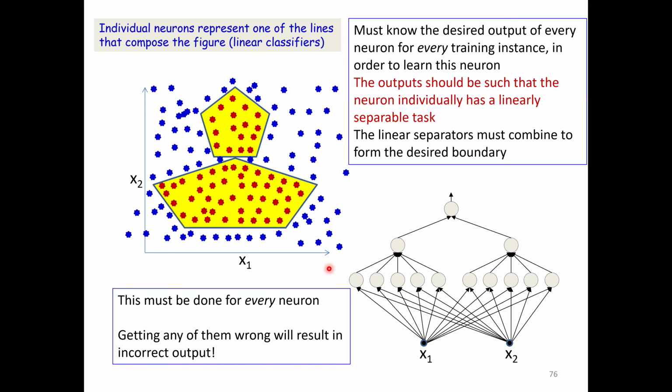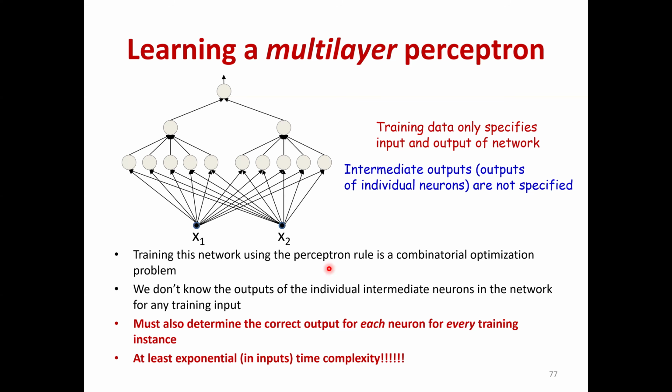So we must know the desired output of the neuron for every training instance in order to learn the neuron. And the output should be such that every neuron individually has a linearly separable task, and the linear separators must combine to form the decision boundary. And searching for it in this manner is going to be an exponential problem, exponential in the number of training instances, and it's exponential in time complexity. So clearly, this is not a feasible solution. This is not the way to go about things, right?